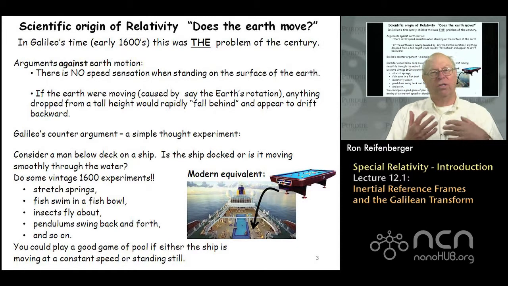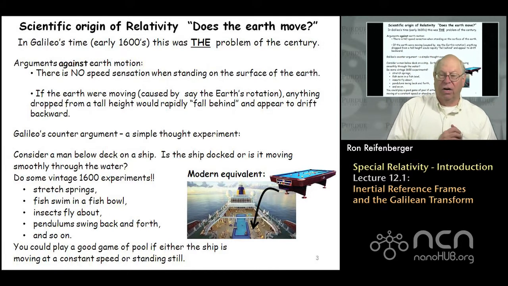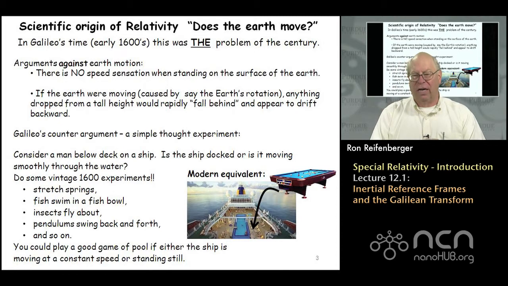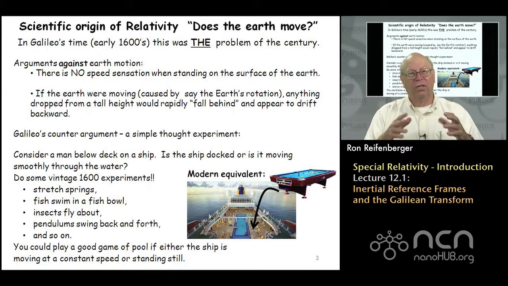So there were arguments pro and con. The argument against the Earth's motion was that there's no speed sensation when we stand on the surface of the Earth. That seems to be very clear to us even today. But people like Galileo had counter-arguments to that. And he said, well, just do a simple thought experiment. He says, suppose you're in the bottom of a ship and the ship is moving with a constant velocity.